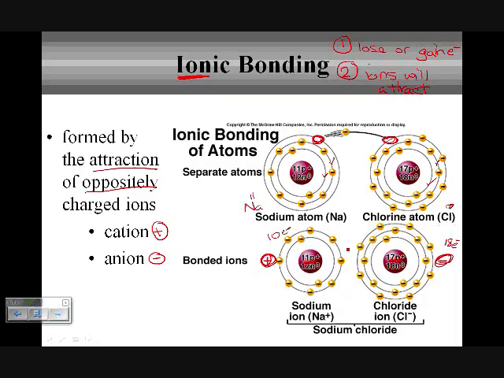And what's going to happen there is we're going to go up to step 2. The ions will attract. Opposites are going to attract to one another. So they're going to draw together, and what we're going to get is sodium chloride, NaCl.